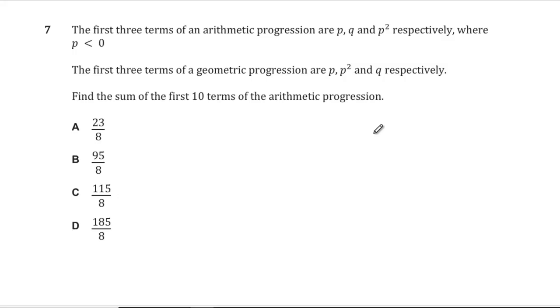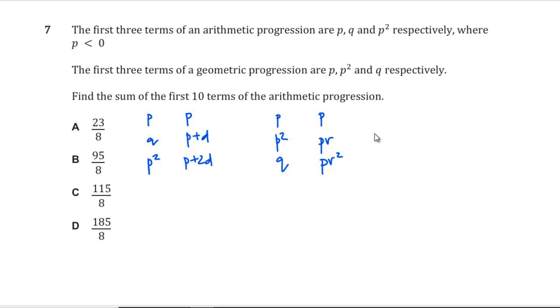7. The first 3 terms of an arithmetic progression are those. P is less than 0. And the first 3 terms of a geometric progression are those. Find the sum of the first 10 terms of the arithmetic progression. Oh my word, right, okay. So for the arithmetic progression, I've got P, Q, and P squared. So that is P, P plus D, P plus 2D. And then for the geometric progression, I've got P squared, Q. So that is going to be P times R squared.